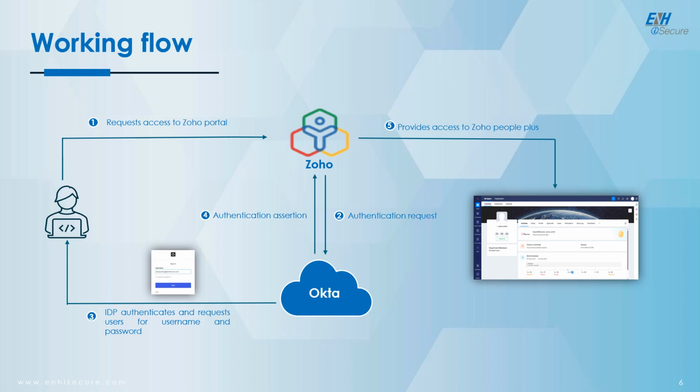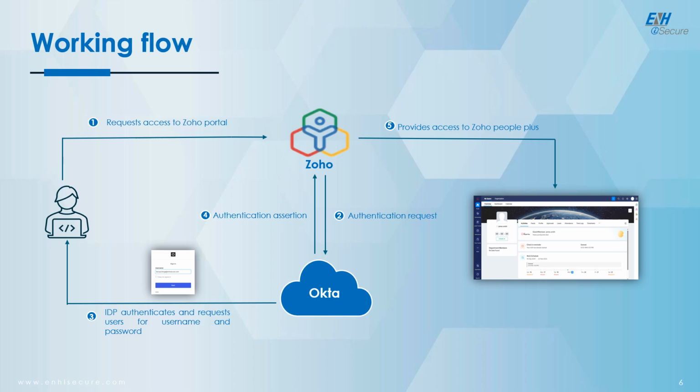This request is like a message asking Okta to verify Edward's credentials. Step 3. Okta authenticates the user. Okta receives the request and prompts Edward to enter his username and password. Once Edward provides his credentials, Okta checks them against its records to ensure that they are correct. This step is crucial because it ensures that only authorized users can access Zoho People Plus.